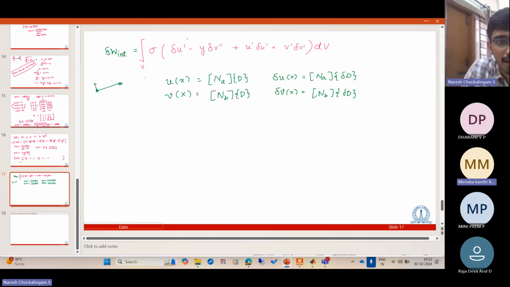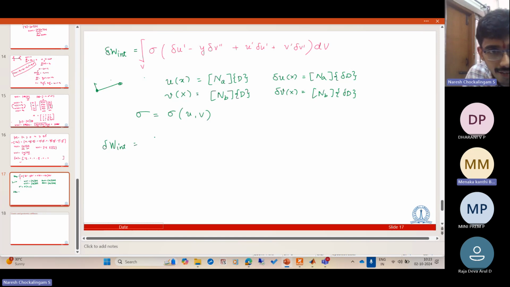Now remember, what is sigma a function of? Sigma is the current state of stress. It is held constant as you make the virtual displacement. So sigma is a function only of u and v. If you change the current displacement, the current strain will change. As the current strain changes, the current stress will change. So this is a function only of u and v, so it does not depend on del. Okay, so that's good. Now let us write this.